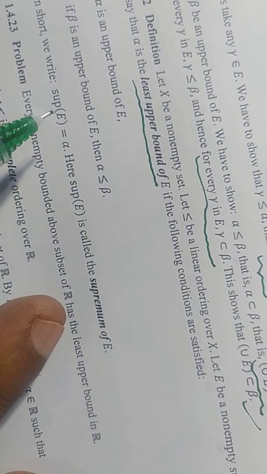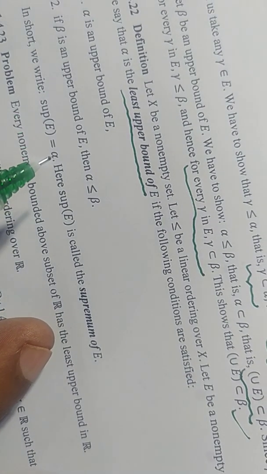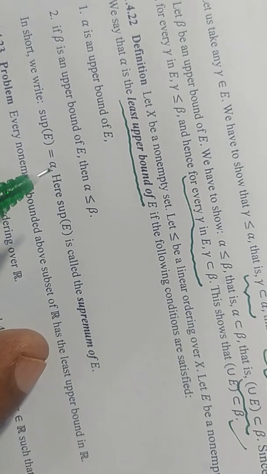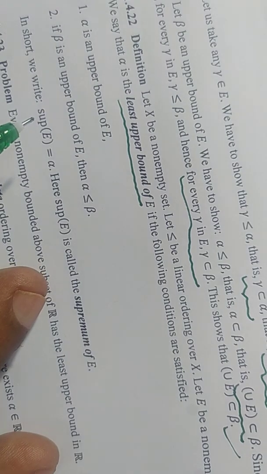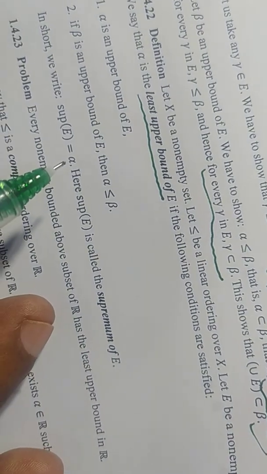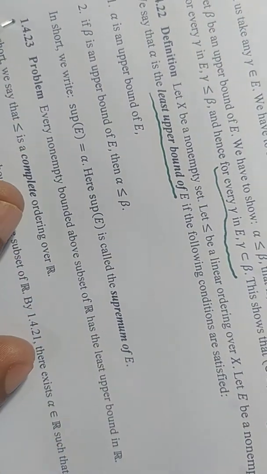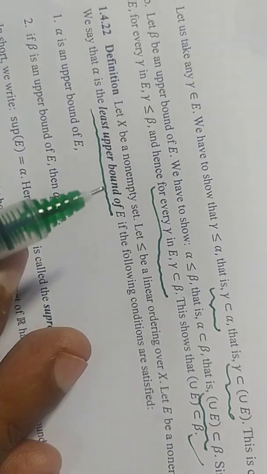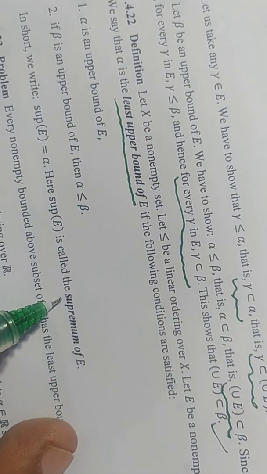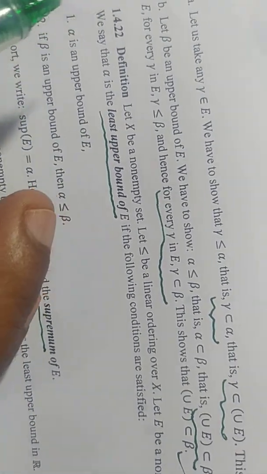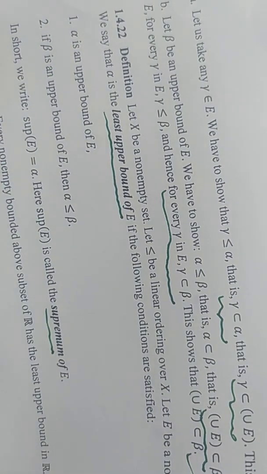In short, this is written simply as sup E is equal to alpha. Instead of least upper bound, we simply write sup, or we say supremum of E is equal to alpha. Now we have a new term, supremum, or say least upper bound. Both have the same meaning. It means they satisfy these two conditions. Now we have a very easy theorem.